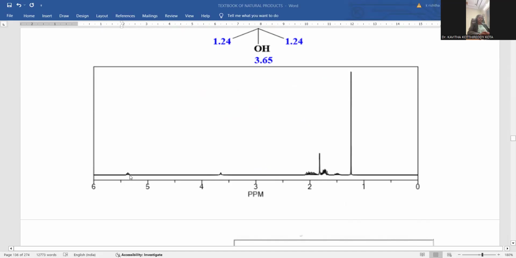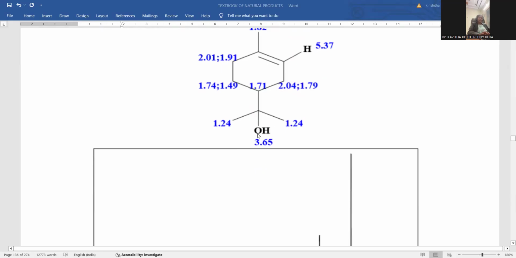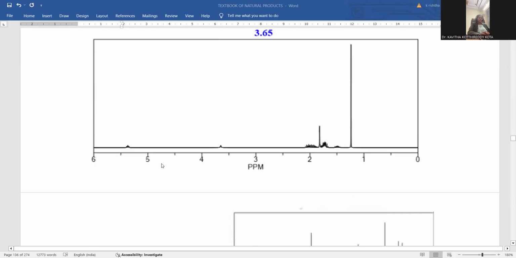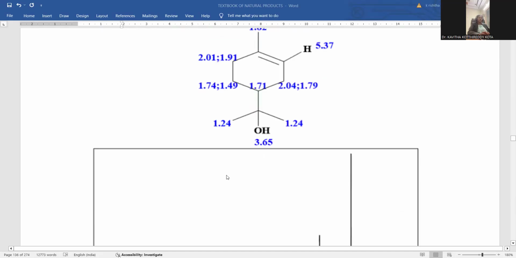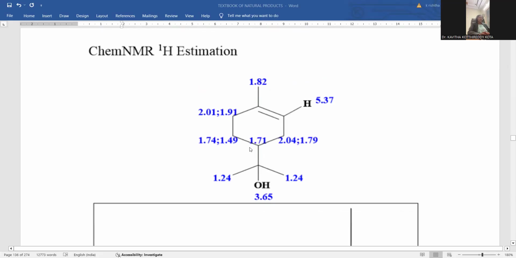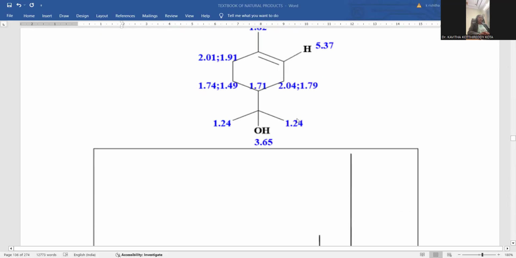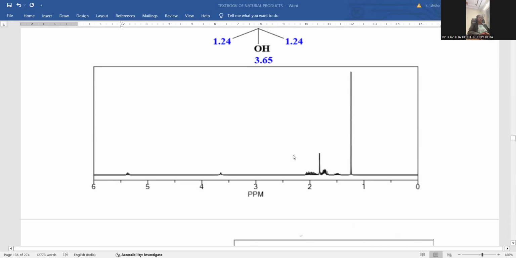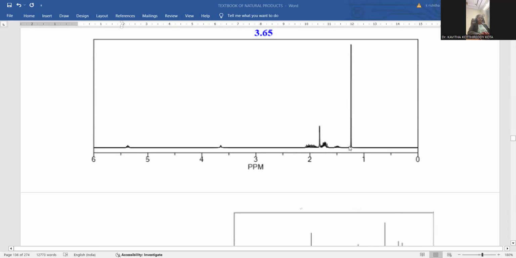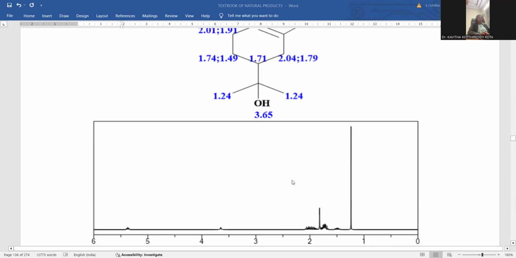You can clearly notice a very tiny peak. And the OH hydrogen peak is at 3.6. Let me locate 3.6. Here is the small peak you can observe, right? Here 1.7, the bridgehead carbon atom hydrogen, is having 1.7, located within the complex peaks. Then 1.24, these two exactly identical isopropenyl hydrogens, corresponding to the 1.24 peak.